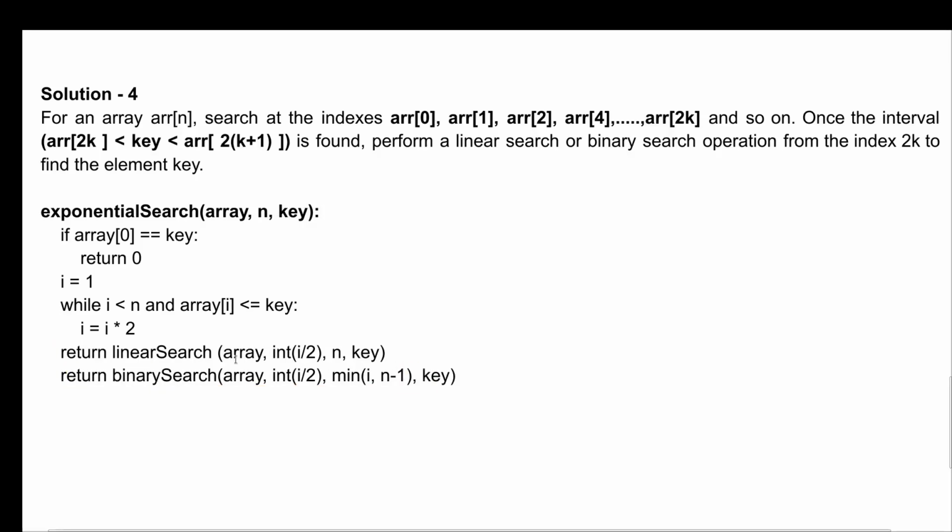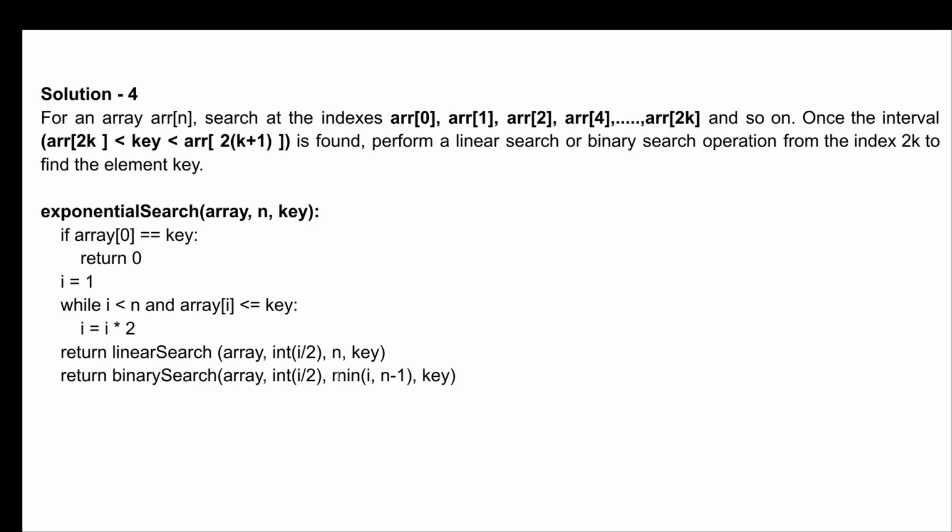And what are the ranges? If we want to do linear search, we go to i by 2, because we have already doubled the index, so we need to come down and start searching from i by 2. Here n is the size of the array, along with the key element. In case of binary search, we start with i by 2 and go up to either index i or n minus 1, whichever is lesser. You can perform these searches between them.